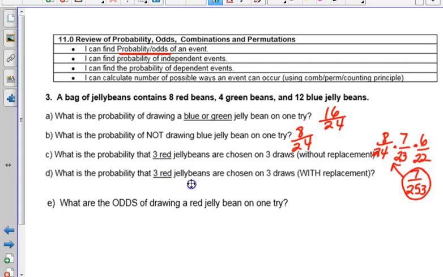All right. Probability on 3 red in a row with replacement. So what's the probability every time, guys? 8 out of 24, which is 1/3, 1/3, 1/3, which would be 1/27.